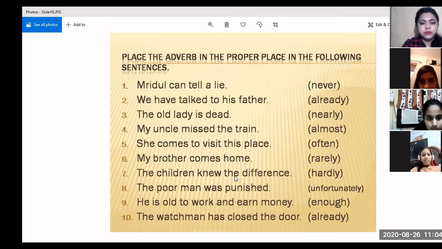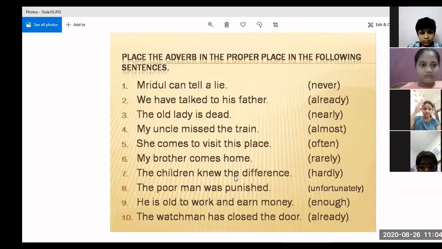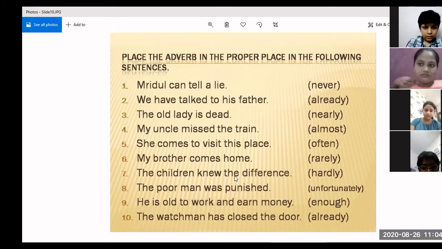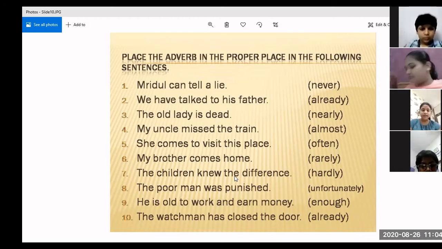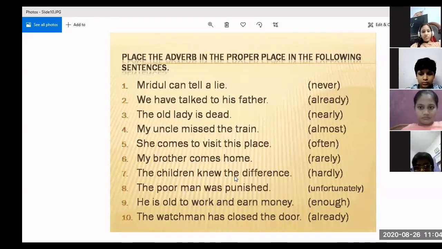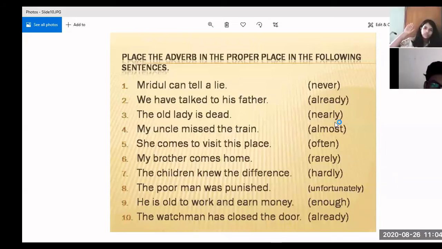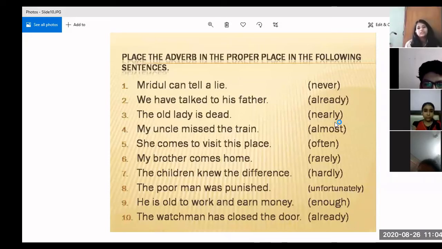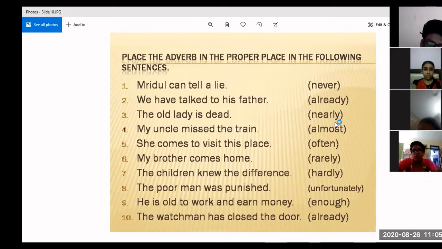Next question. My uncle missed the train. Let me see who will answer now. Manjari. Ma'am, my uncle almost missed the train. Correct. Next is, she comes to visit this place. You have to insert "often." Yashi. Ma'am, she often comes to visit this place. Yes, good.